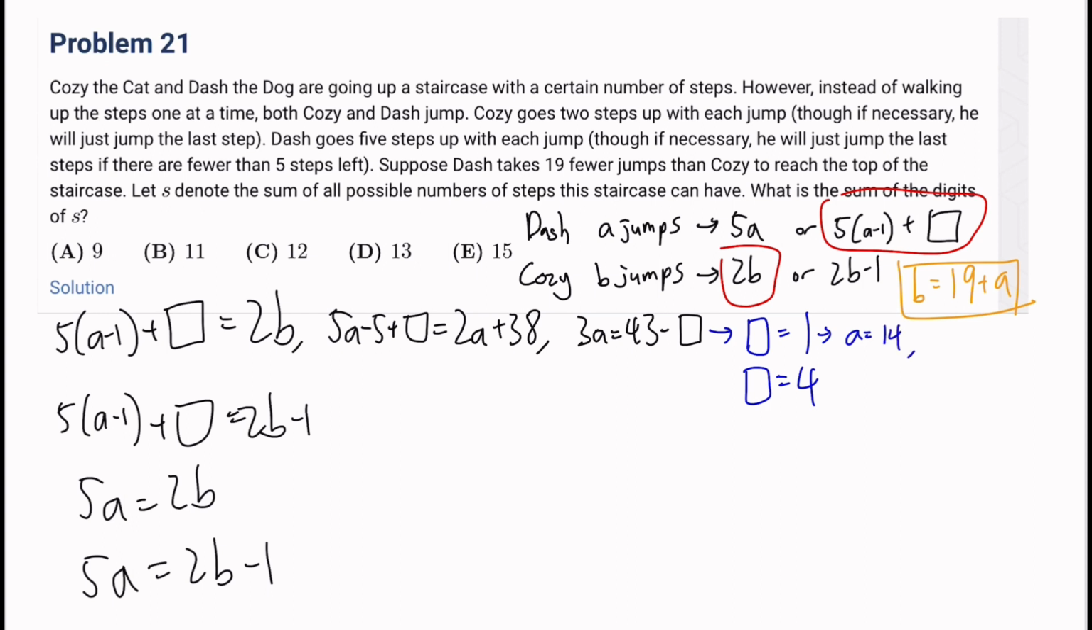And so B would be 19 plus A, which is 33, right? And so in this case, there will be a total of 2B, which is 2 times 33. So this time there will be 66 steps in total, right? And if the something is 4, then 3A would equal, what is it?